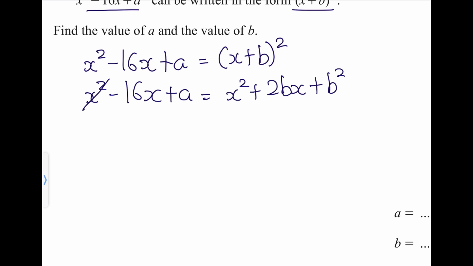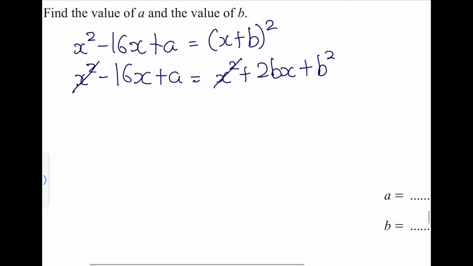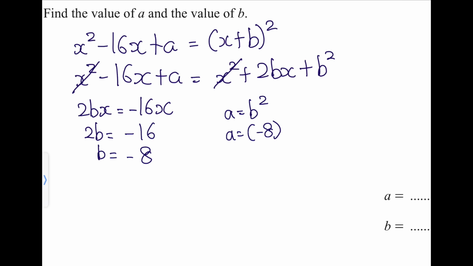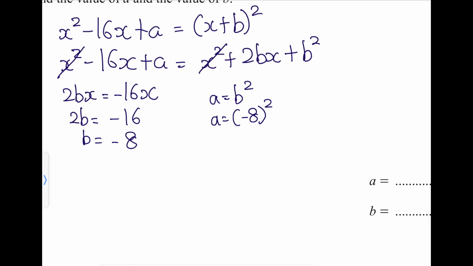So we have x squared equated with x squared, which means it's gone. Now 2bx would be equal to negative 16x, because there's an x term in both of them, and hence a would be equal to b squared. If 2bx is equal to negative 16x, then I can divide by x, so 2b would be equal to negative 16 and b would be equal to negative 8. Alright, so we have got the value of b, and since a is equal to b squared, a is equal to negative 8 squared. Important to be careful here, negative 8 times negative 8 is positive, so a would be 64.